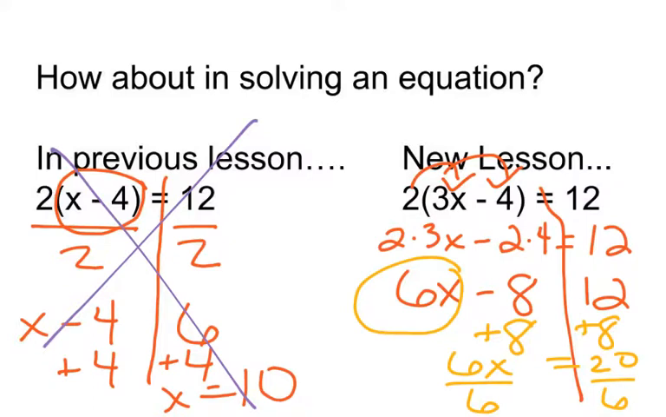Well, this time we're actually going to end up with a fraction or a decimal. So x is going to equal, I can reduce 20 over 6 to 10/3. I also can write that other ways, like 3.3 repeating or 3 1/3. And then if I wanted to check it, I could plug it back in and check my answer. If I did that, it will work out to 12. But this time I got a fraction on that one.